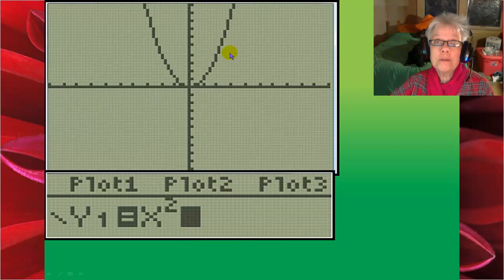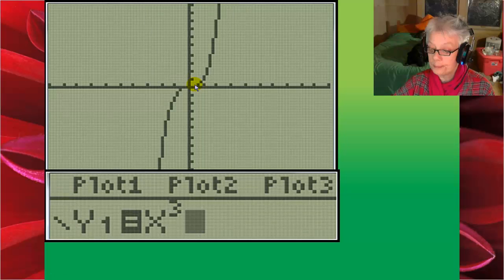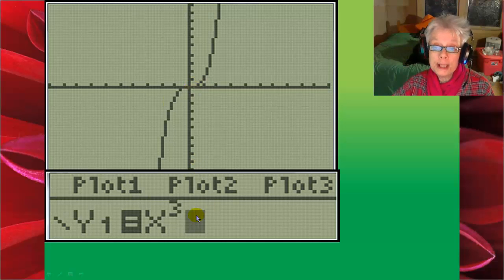This is the graph of y equals x squared, or f of x equals x squared. This is the graph of y equals x cubed, or y equals x to the third power, or f of x equals x to the third power.